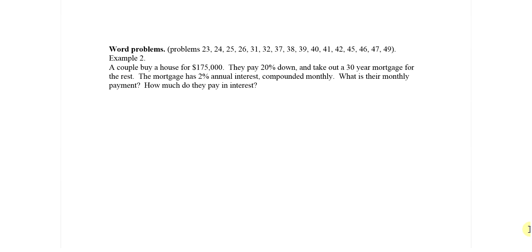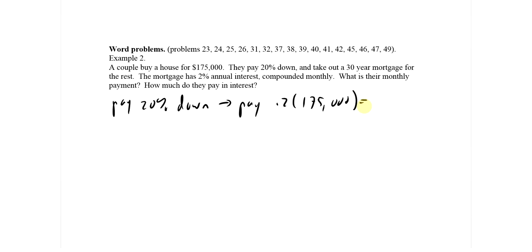That's the first thing. So they pay 20% down. How much do they pay? Well, 0.2 times 175,000. So their down payment is $35,000. So they have to borrow $140,000, right? Because the whole house costs $175,000, they pay $35,000, so they have to borrow the rest, which is $140,000. So PV equals, that's how much they borrow from the bank.